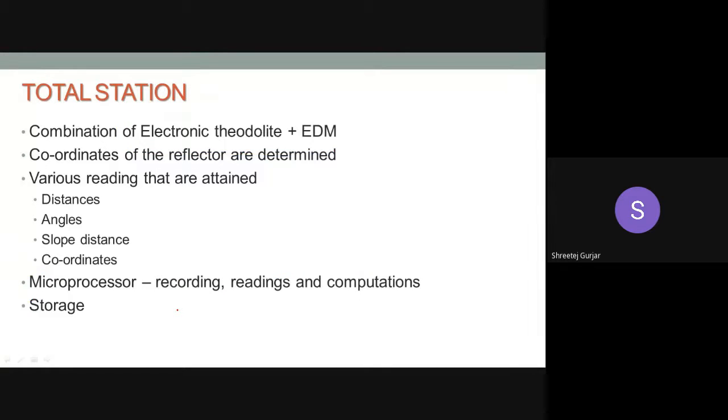If you want to ask anything regarding total station, any extra information, you can ask. Or if you have any extra information you want to share, you can share with your friends.